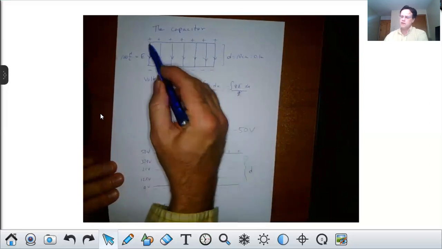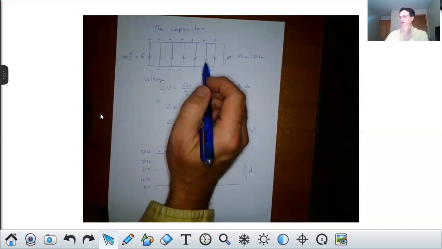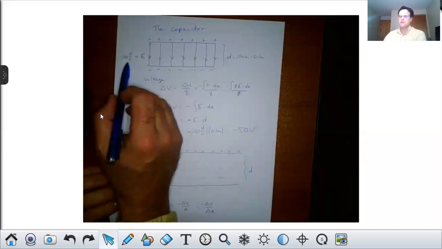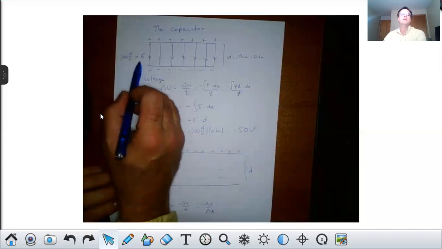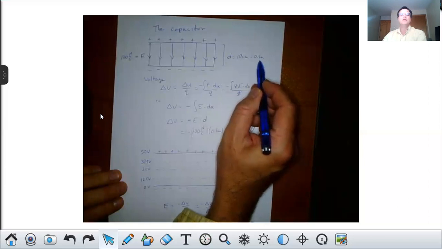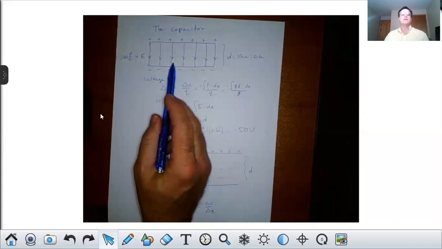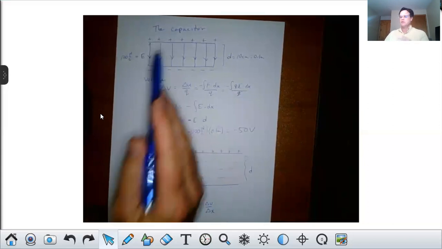We've talked before that the electric field is uniform in between there. In our case, let's say that the electric field is 100 newtons per coulomb, and the distance between the plates is 10 centimeters or 0.1 meters. So the voltage, we can talk about the electric field, but what is the voltage between these two plates?